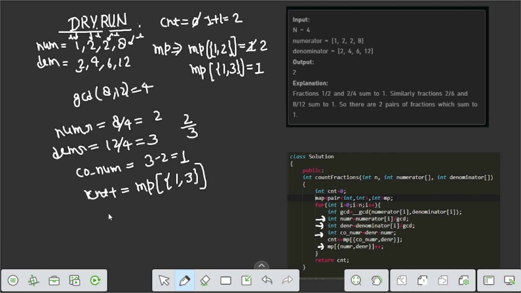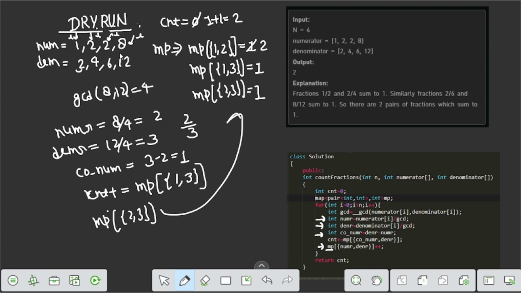And the last step is the map of numerator and denominator. The map of numerator 2 and denominator 3, 2 comma 3, count increase. There is no existing 2 comma 3, so it becomes a new entry, and 2 comma 3 becomes 1. In the next iteration, i becomes equal to n, and so we come outside this for loop. After this we return the count, which is 2, which is the correct answer for this test case, where the output is 2.